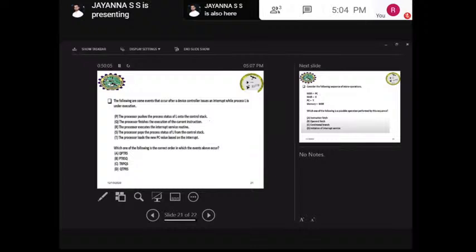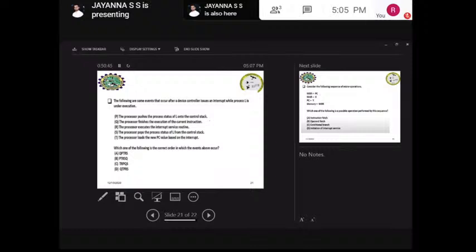So the next question is, the following are some events that occur after a device controller issues an interrupt while process L is under execution. The first one is the processor pushes the process status of L onto the control stack. The second one is the processor finishes the execution of the current instruction. Then the next is the processor executes the interrupt service routine. Then the processor pops the processor status of L from the control stack. And the processor loads the new PC value based on the interrupt. Here, which one of the following is the correct order in which the events above occur?